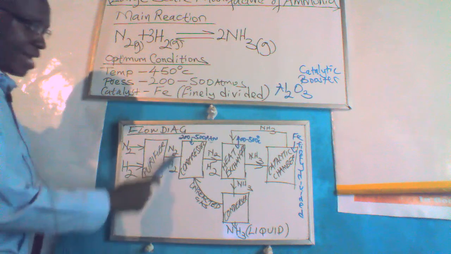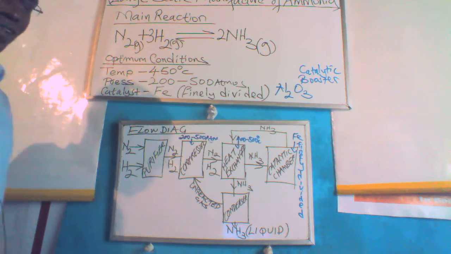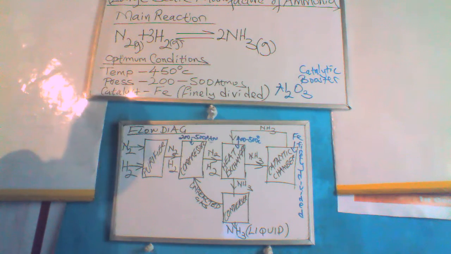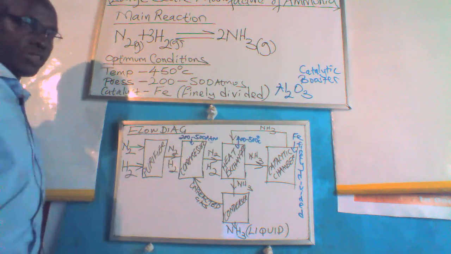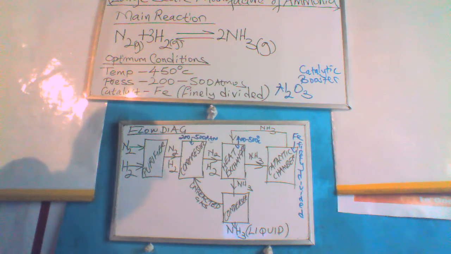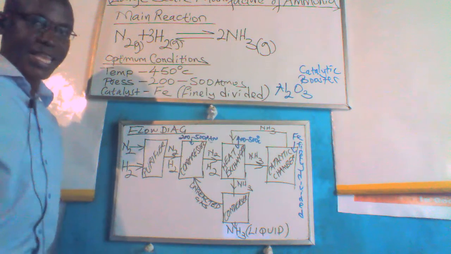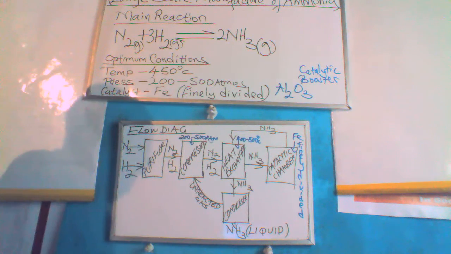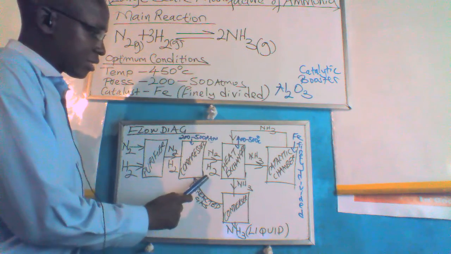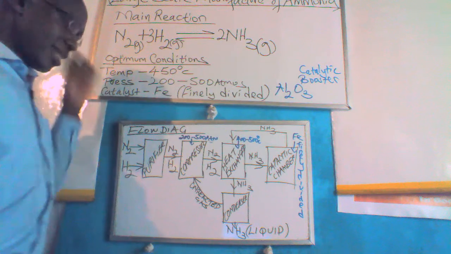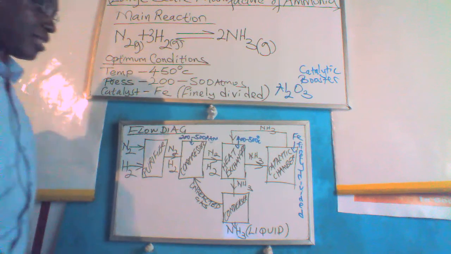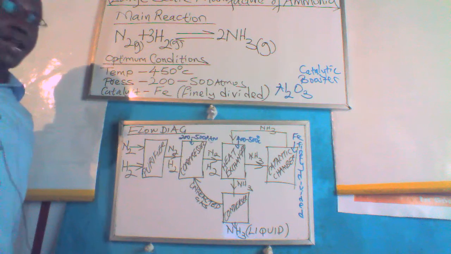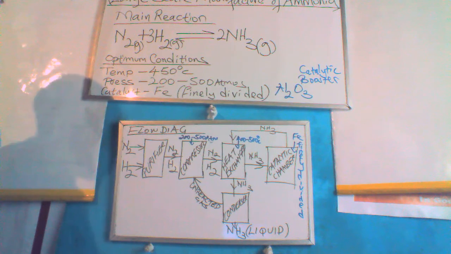Now, once purified, they are taken to the compressor. The compressor is a chamber in which pressure is applied, and the optimum pressure conditions are 200 to 500 atmospheres. So when these gases are compressed, we do not expect them to adhere to one another, but we expect them at least to interact closely. Then, once compression is going on, the compressed mixture of gases is taken into the heat exchanger, where the temperatures are within the range of 400 to 500 degrees Celsius.